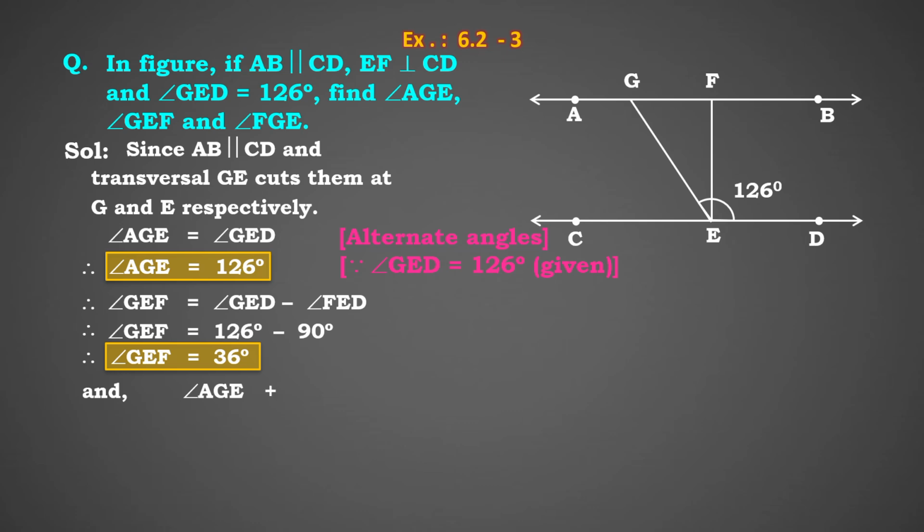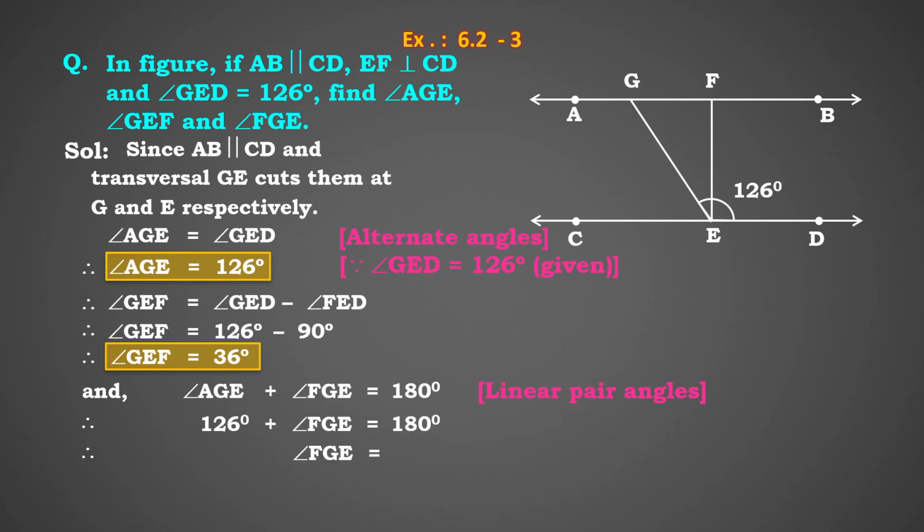And angle AGE plus angle FGE equal to 180 degrees because they are linear pair angles. Therefore, 126 degrees plus angle FGE equal to 180 degrees. Therefore, angle FGE equal to 180 degrees minus 126 degrees. Therefore, angle FGE equal to 54 degrees.